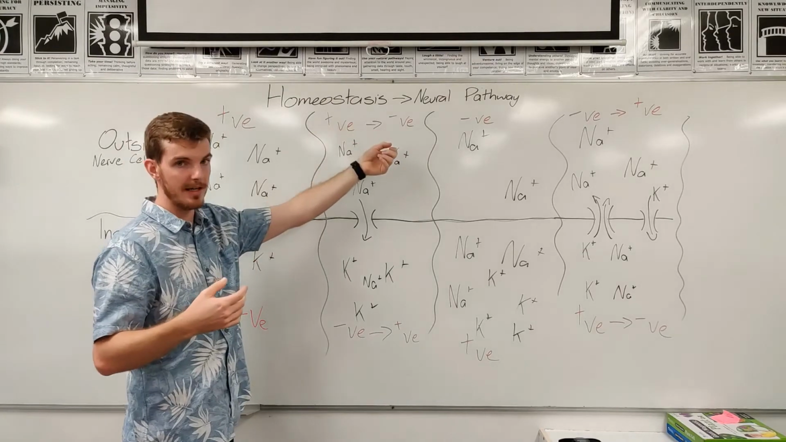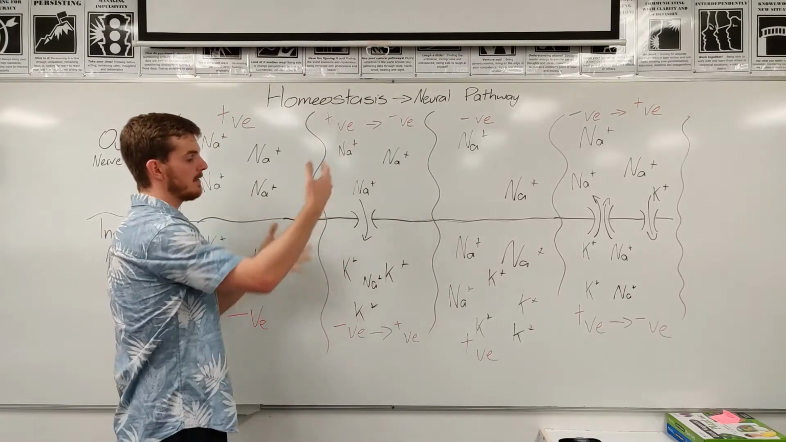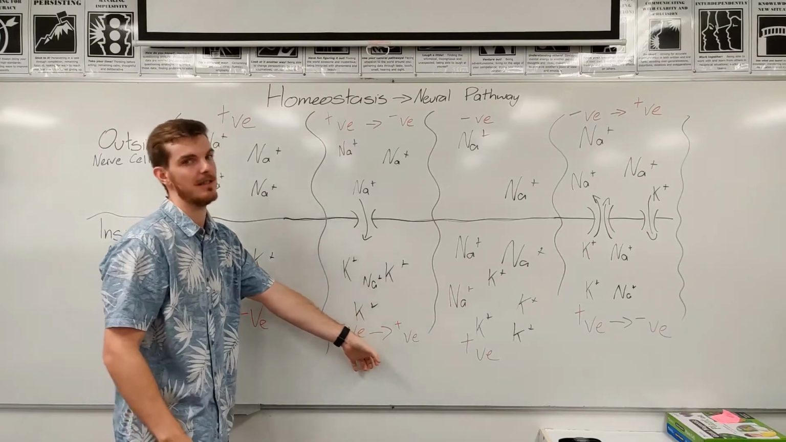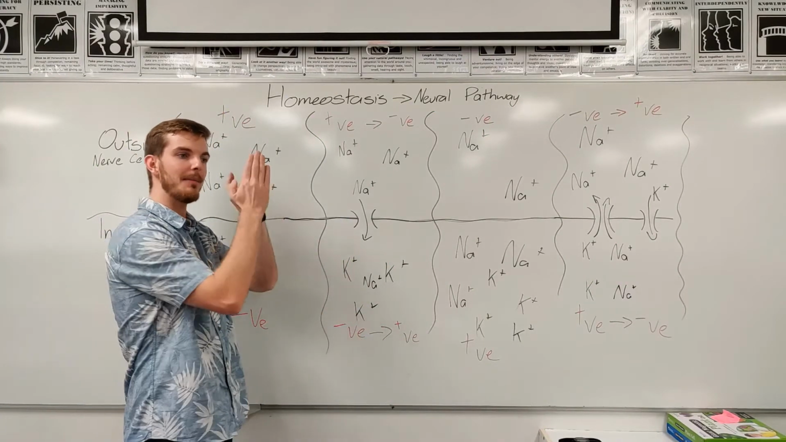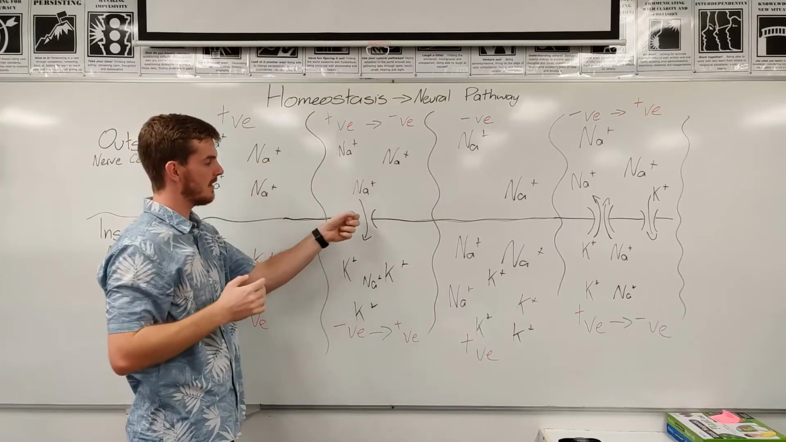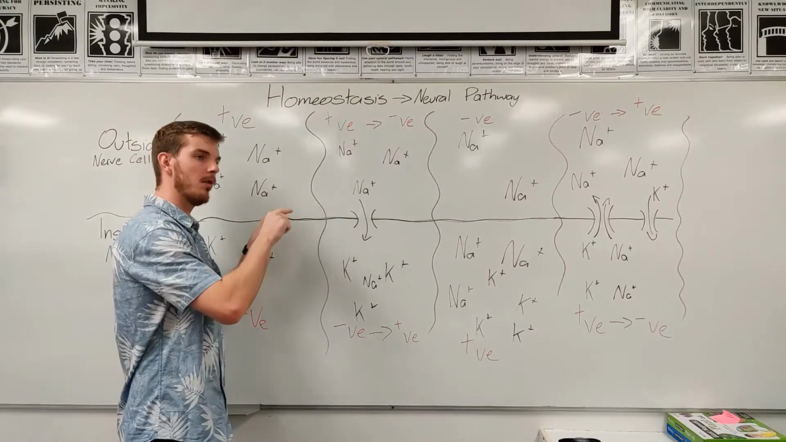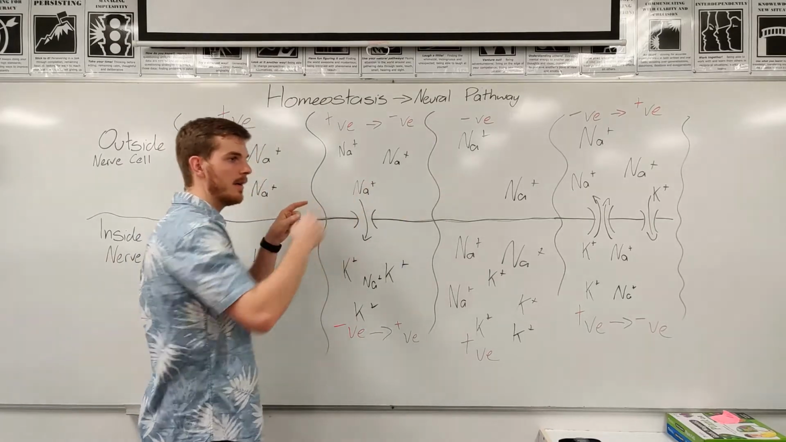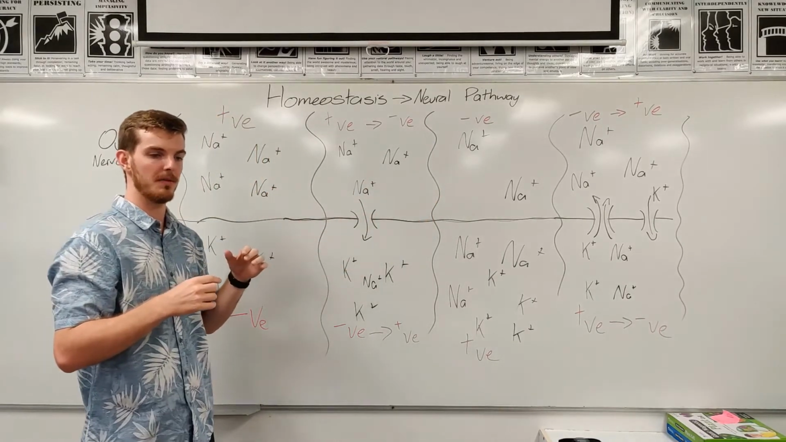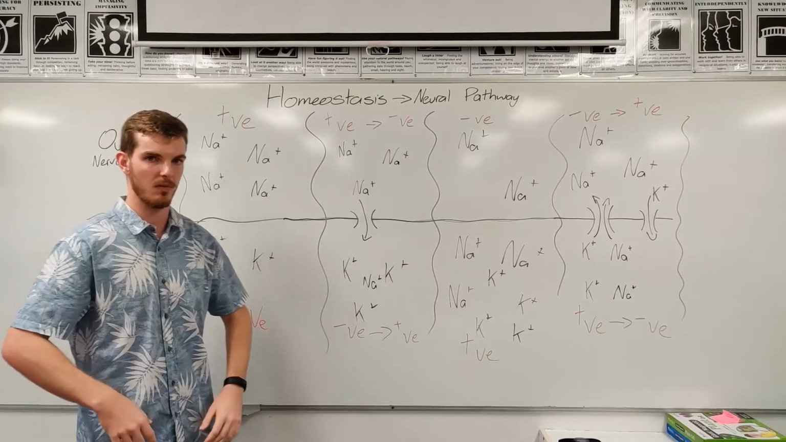Why is it becoming a positive charge? Because there is more positivity moving down inside the cell. So this is happening in just a section. Now what this does is it causes the other gates along the nerve to open up as well. So it's almost like a Mexican wave.